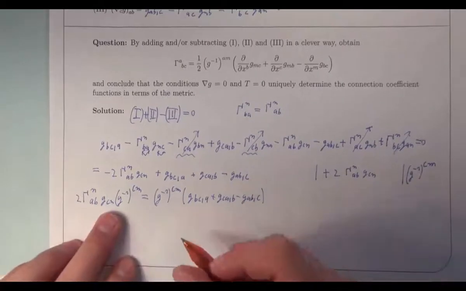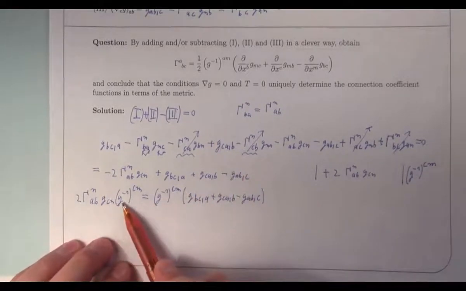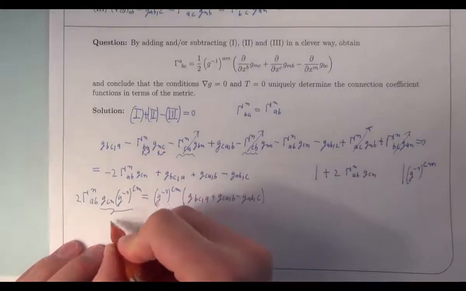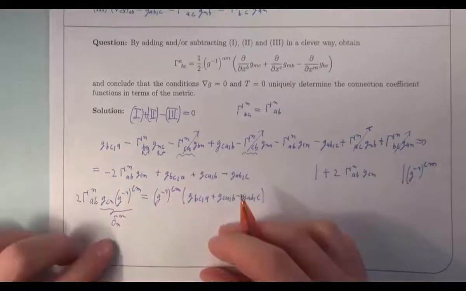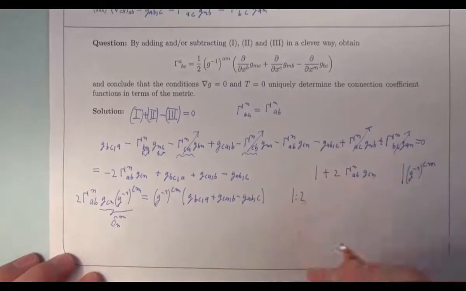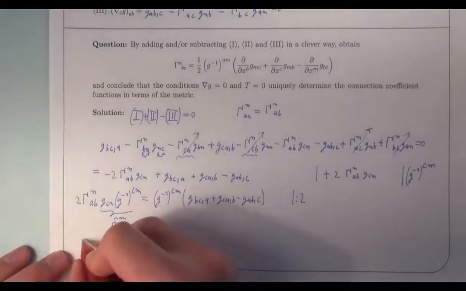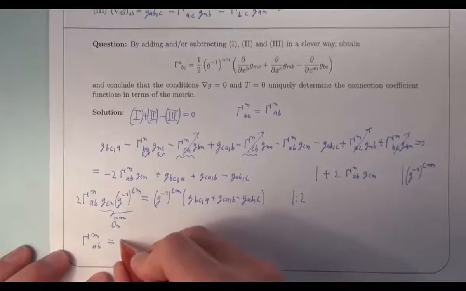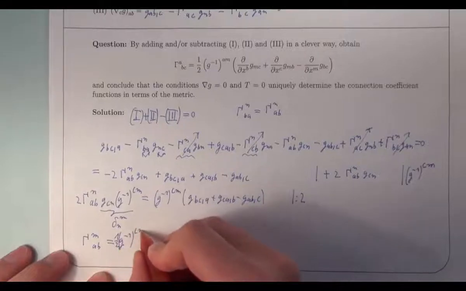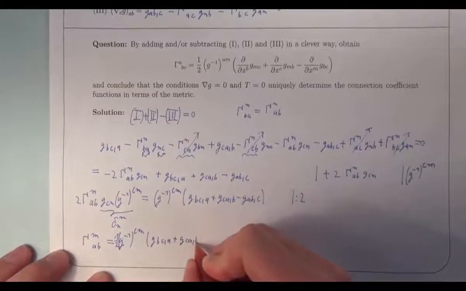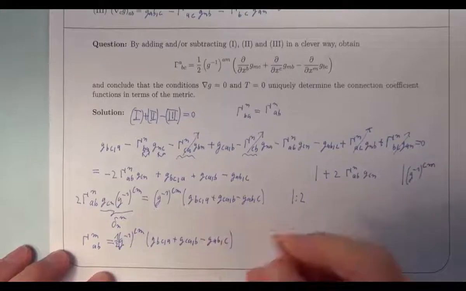Okay, we can use here the delta criterion that G_CN times G inverse CM is delta NM. Therefore, we can just rename this index N to M. And we also will divide by 2. Therefore, we see gamma MAB is equal to 1/2 G inverse of CM times G_{BC,A} plus G_{CA,B} minus G_{AB,C}.